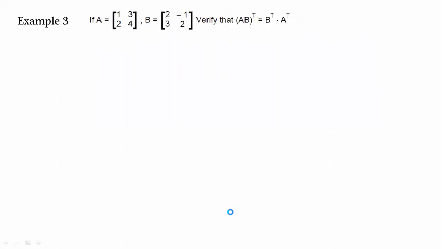Next, again the same. Such types of simple questions will be there. So matrix A is given, matrix B is given. You have to verify this. These are all properties which we have studied. So again, take the LHS.